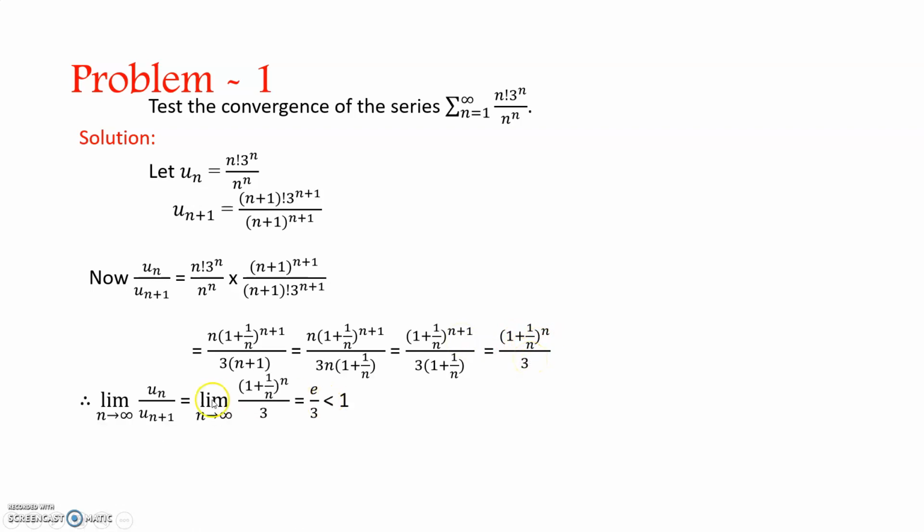Now if you apply the limit n tends to infinity, un by un plus 1 is equal to limit n tends to infinity 1 plus 1 by n the whole power n by 3. We already know the result of this one. This value is equal to e. So e by 3, which is less than 1. So therefore, limit n tends to infinity un by un plus 1 is less than 1, by ratio test, summation un is also divergent.